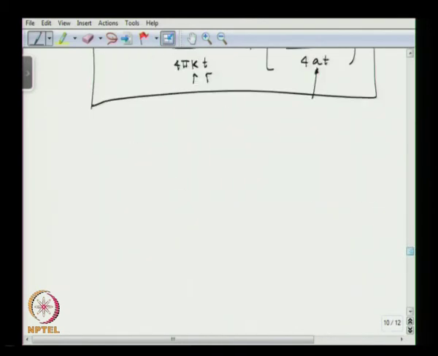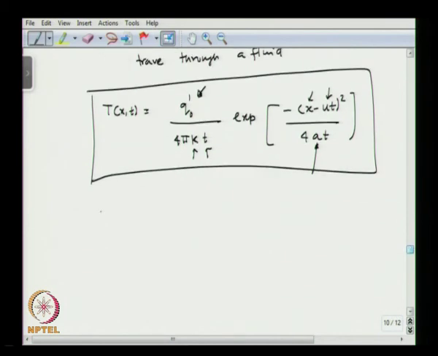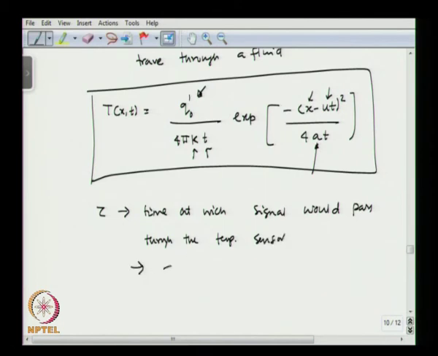So, we can define a parameter called time constant. This is the time at which the signal would pass through the temperature sensor, okay. So, we basically measure the time of flight of the heat signal, okay. So, the time of flight is measured.